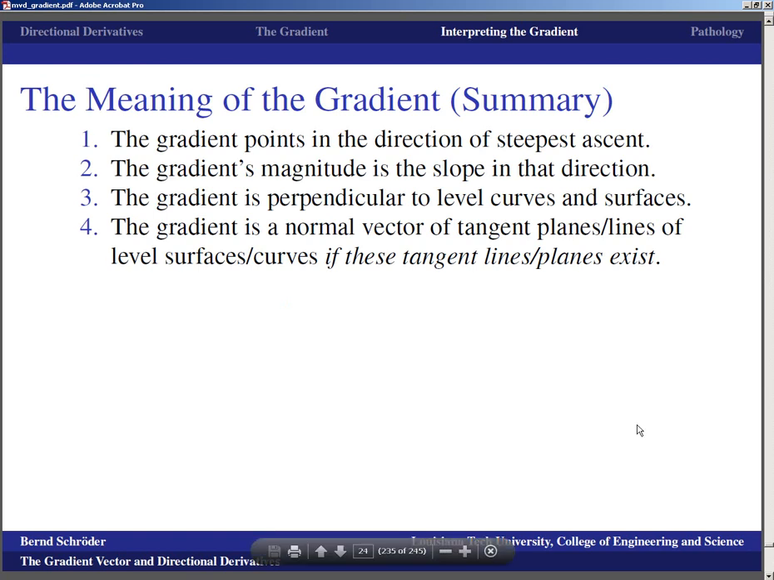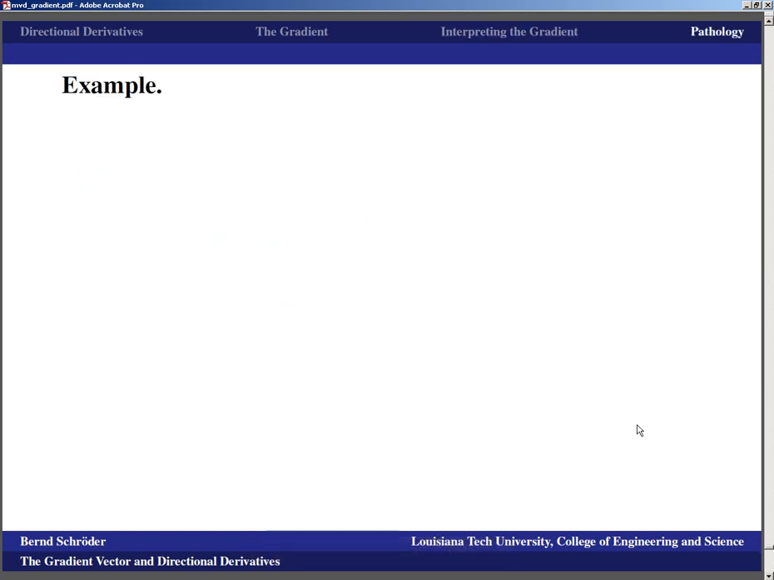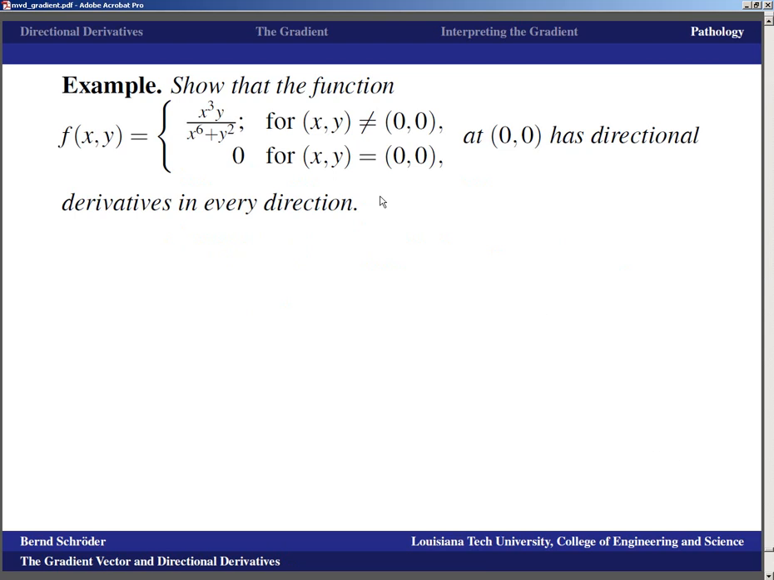But we can also look at it from another point of view, and here's again where the pathology completely takes over. I want us to take a look at the function f of (x, y) being x cubed y over x to the 6 plus y squared when (x, y) is not the origin, and 0 when (x, y) is equal to the origin, (0, 0). And we want to show that at (0, 0), this thing has directional derivatives in every direction. Well, we take our direction vector to be (cosine theta, sine theta). Again, that's going to make the algebra easier because I've got one function and only one variable.